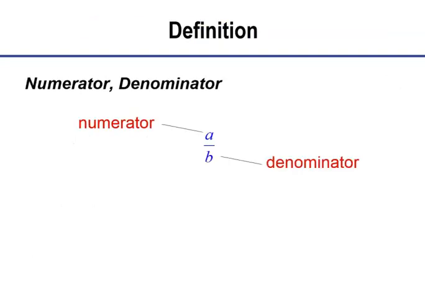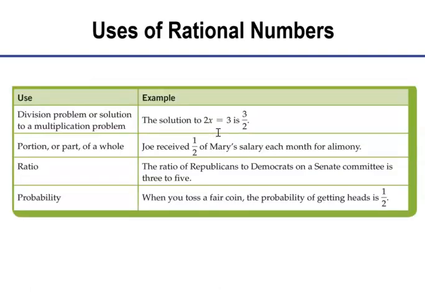And we have a definition. A fraction or a rational number has a numerator, which is the top part of the fraction, and a denominator, which is the bottom part of the fraction. We have lots of uses of rational numbers, so let's list the uses over here and then talk about an example. A division problem or solution to a multiplication problem.